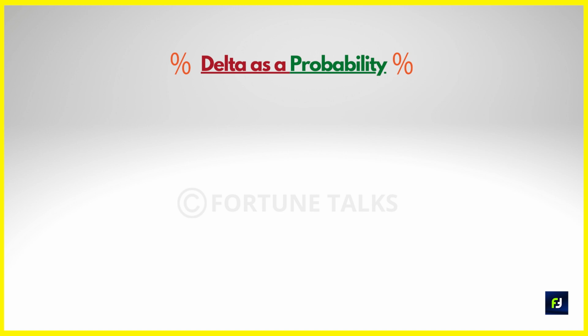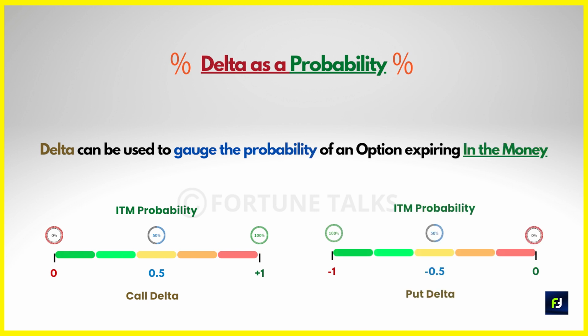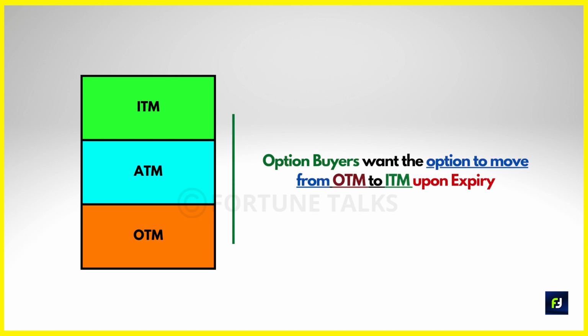Now, let's talk about an interesting application of delta. The thing is, you can use the delta to gauge the probability of an option contract to expire in the money. When you buy an option, irrespective of call or put, what outcome do you want? Clearly, you want the market to move beyond the strike price so that the option transforms from an OTM option to ITM option. As an option trader, you can use the delta to figure out the probability of the option to transition from OTM to ITM.